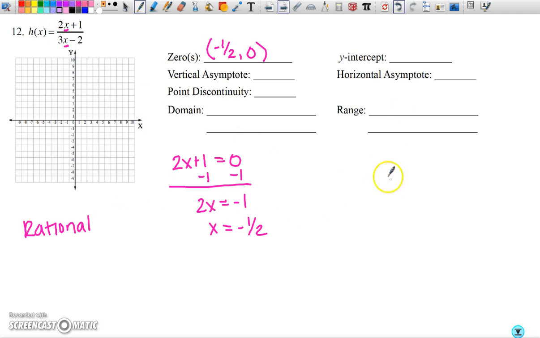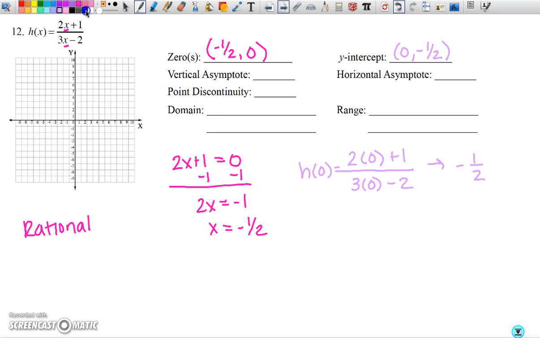Y-intercept is plugging 0 in, so 2 times 0 plus 1 over 3 times 0 minus 2. So this is h of 0. So what that gives us then is a negative 1/2 here as well. So 0, comma, negative 1/2.